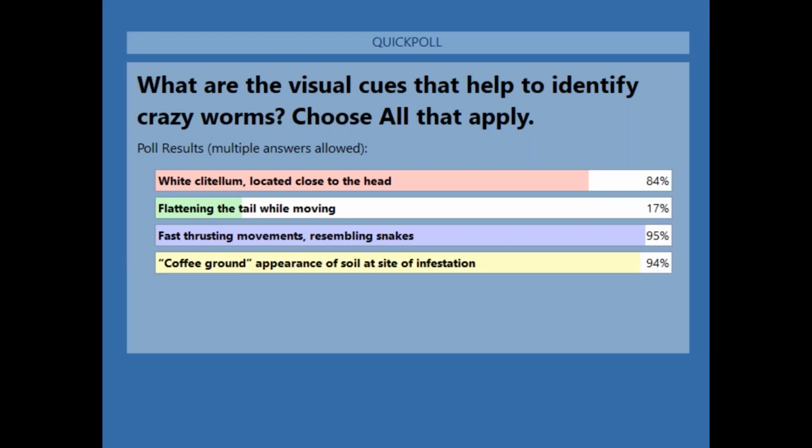Okay, so these are the results for the poll questions. Basically, the correct results, because it's kind of quizzing what you just heard, everything but flatter in the tail while moving. So all the characteristics except number 2 should be good. Most people got it right. Okay, good, perfect. So now we know how to ID, now we know what they are.